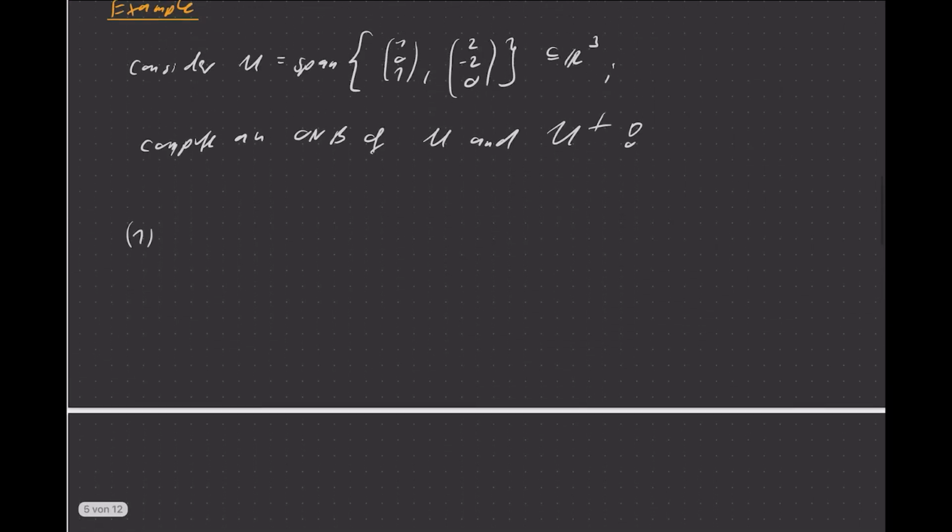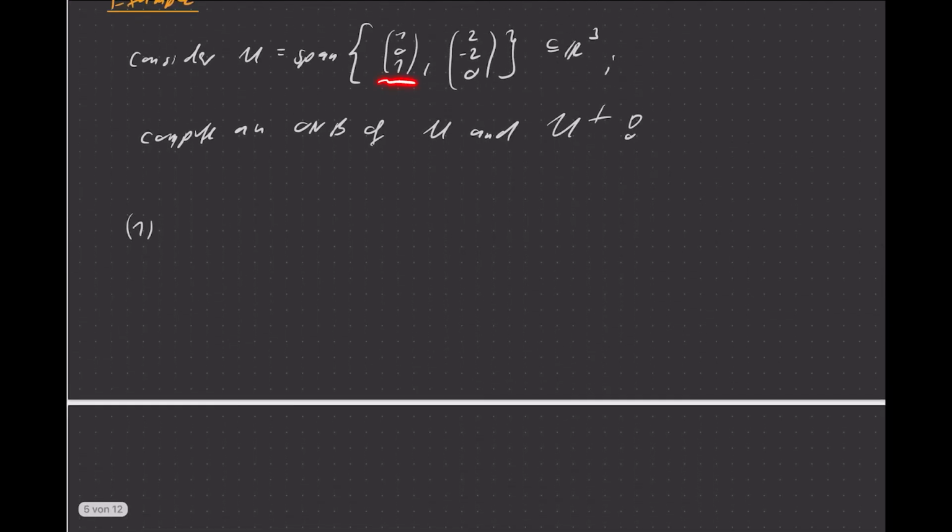First step is just to normalize the first vector here. This here is our first vector, (1, 0, 1). So we normalize that. b1 is defined as (1, 0, 1) over the norm of (1, 0, 1). That norm is the square root of 2. So this here is our first basis vector, 1 over square root of 2 times (1, 0, 1).